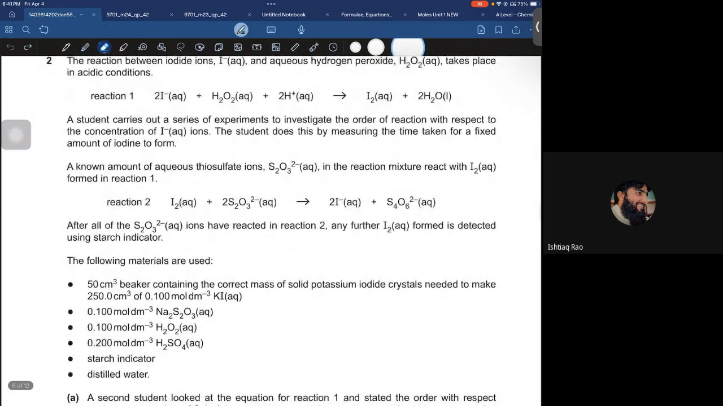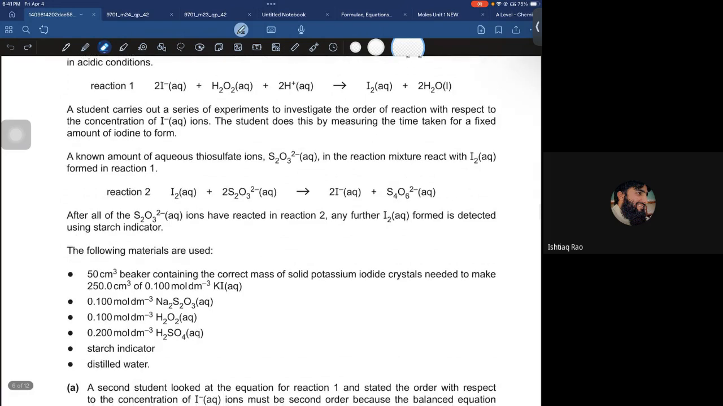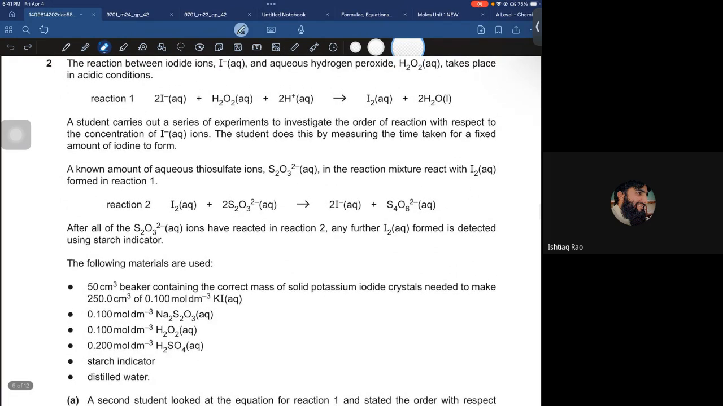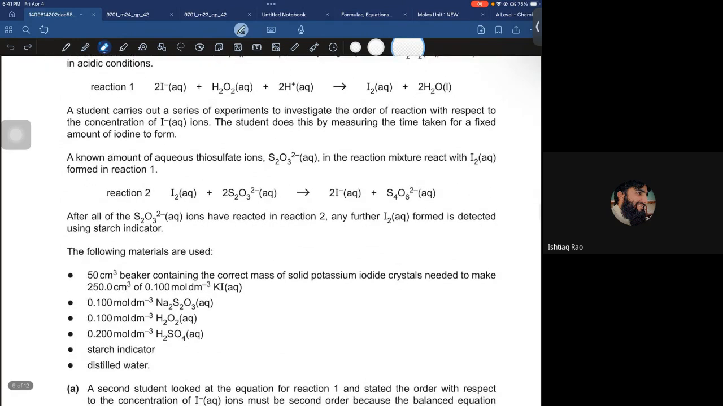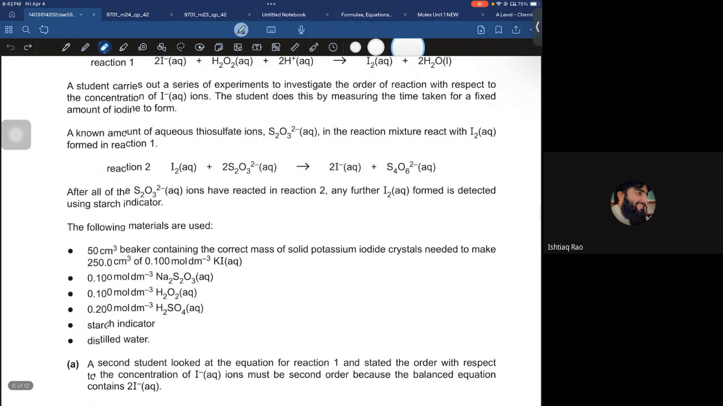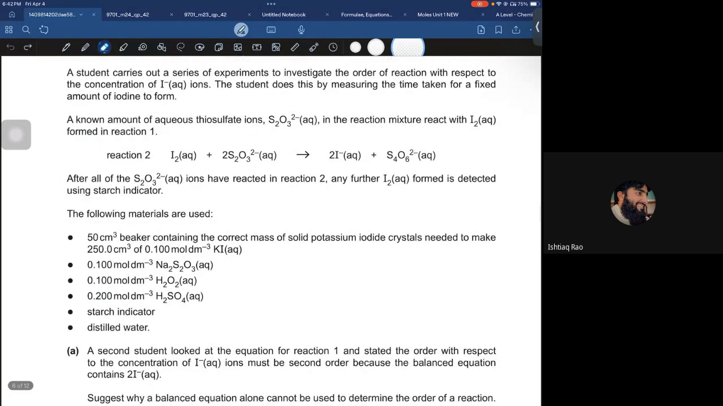A student carries out a series of experiments to investigate the order of reaction with respect to the concentration of iodide ions. The student does this by measuring the time taken for a fixed amount of iodine to form. A known amount of aqueous thiosulfate in the reaction mixture reacts with iodine formed in reaction 1. After all of the thiosulfate ions have reacted in reaction 2, any further iodine formed is detected by using starch indicator, because they form a blue-black complex. The following materials are used.